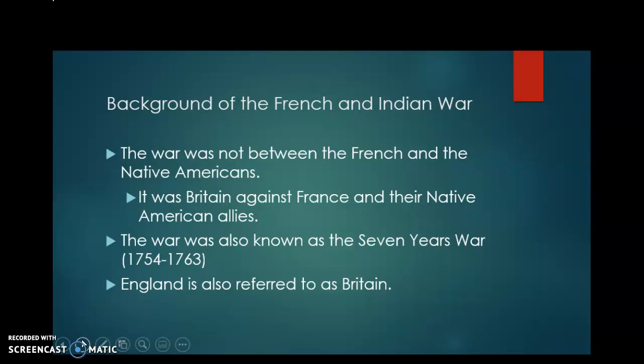And some terms you might hear interchangeably: you'll see England is also referred to as Britain. So England and Britain are the same entity. They are not two different things. So if you do hear Britain, know that they're also talking about England.